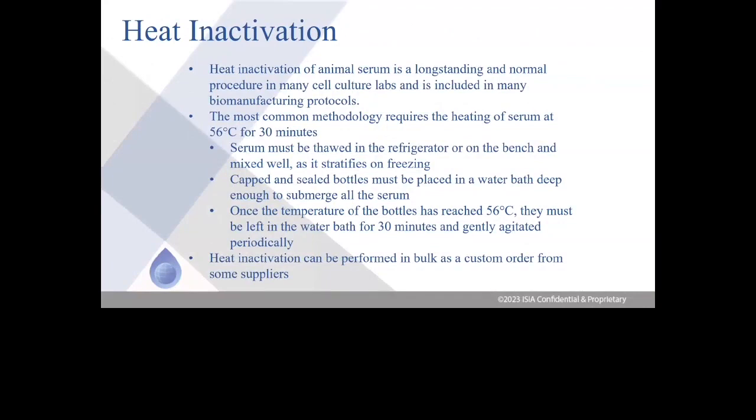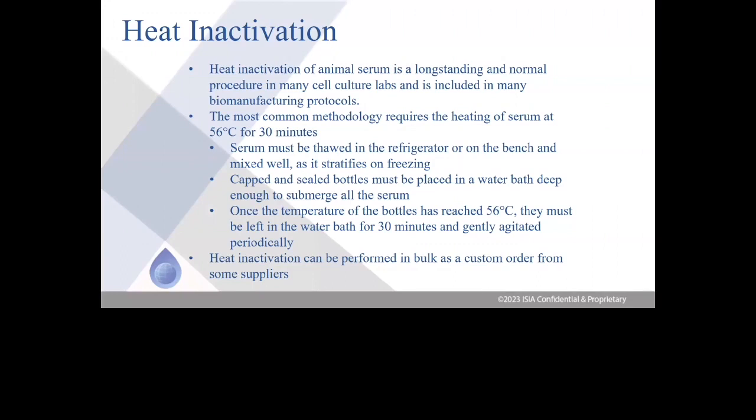Heat inactivation was originally designed to inactivate complement, but over the years, companies have used it for reduction of viral load. It is a long-standing procedure in many cell culture labs and is included in many biomanufacturing protocols.